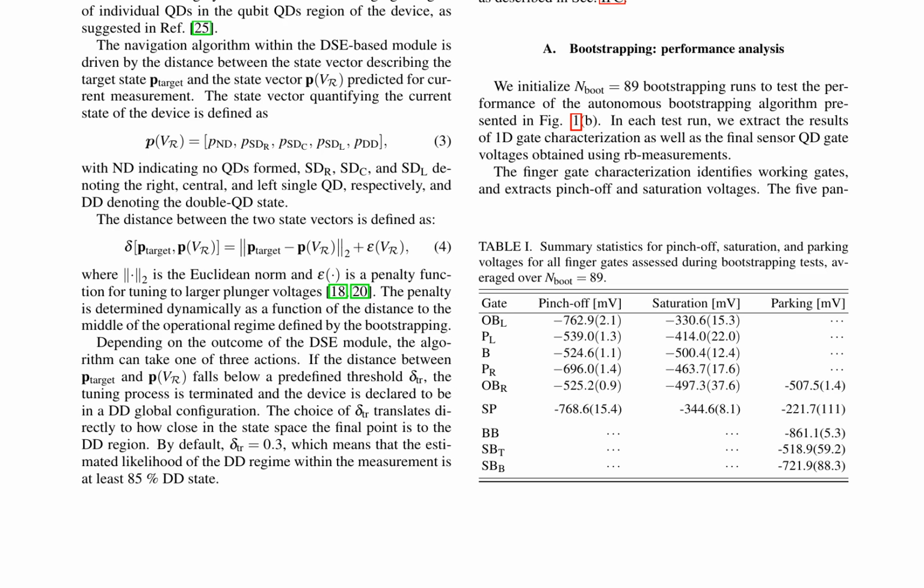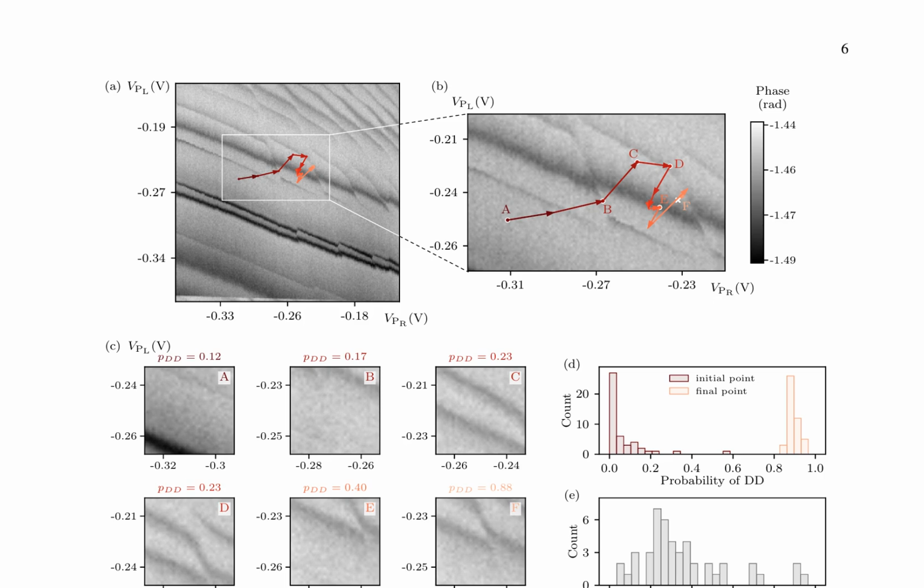The distance between the two state vectors is defined as delta(P_target, P(V_R)) = ||P_target - P(V_R)||_2 + epsilon(V_R), where epsilon(V_R) is a penalty function for tuning to larger plunger voltages. The algorithm can take one of three actions based on the outcome of the DSE module. Terminate the tuning process if the distance between P_target and P(V_R) falls below a predefined threshold delta_TR. Adjust the gate voltages for the plunger gates if the distance surpasses the threshold, or recalibrate the sensor QD and reinitialize the DSE module if the iteration limit is reached.